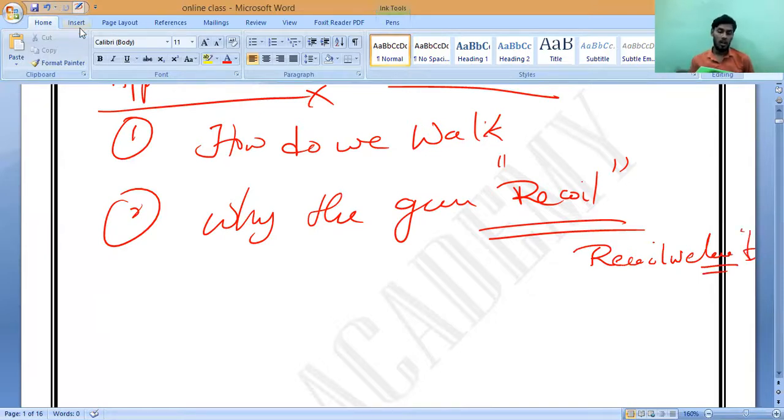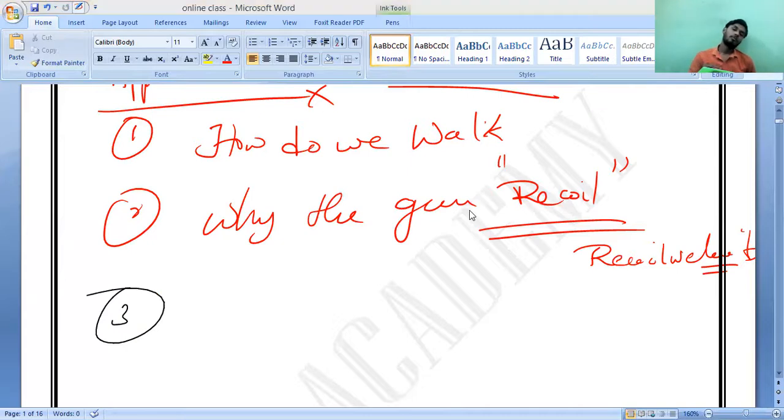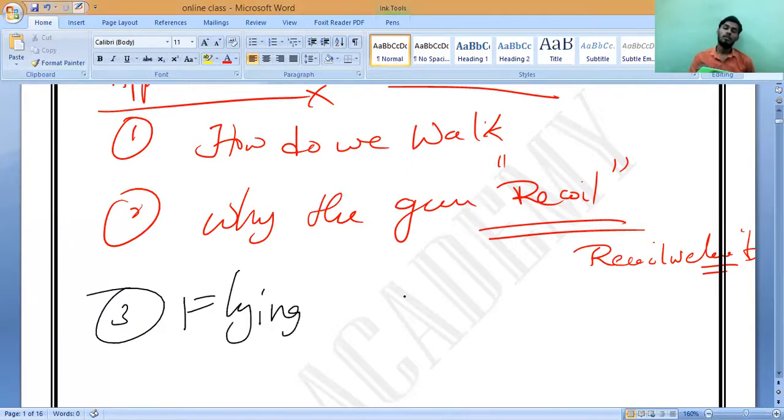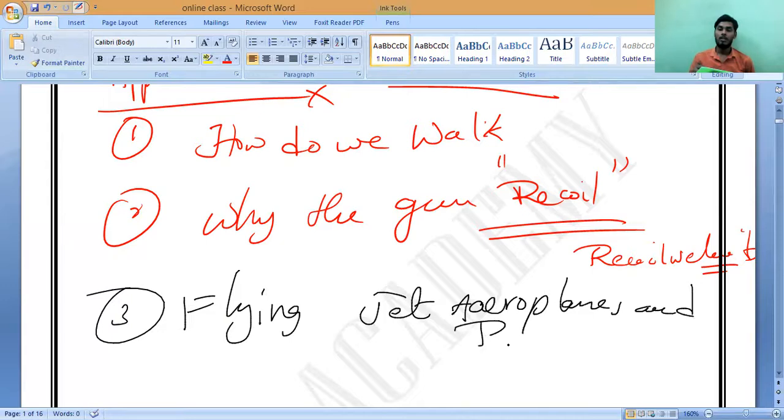Next, what is the third application which we have studied? Flying jet aeroplanes and rockets. Jet aeroplanes and rockets. Next, fourth one.